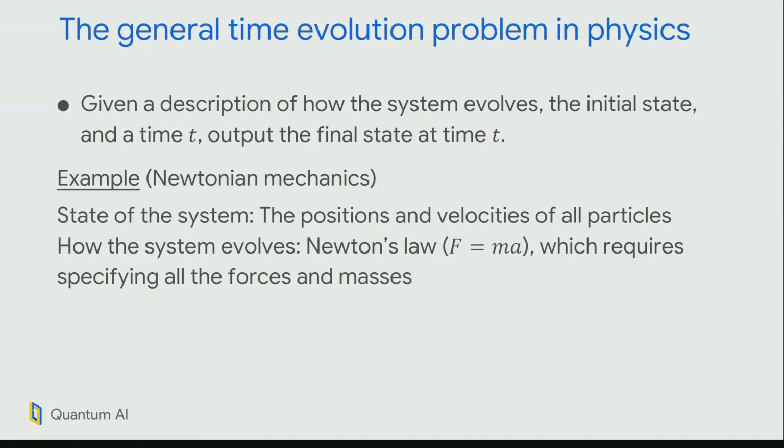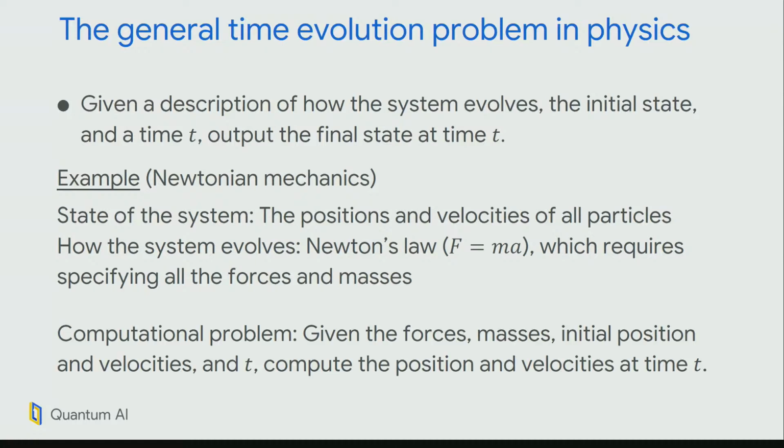And to make this a computational problem, what will be your inputs and outputs? I'll give you these forces, masses, the initial positions and velocities, and this time parameter t. And you have to output the position and velocity at time t. So this is how I'll make it a computational problem. Okay, so this is just a general framework of how these problems look.